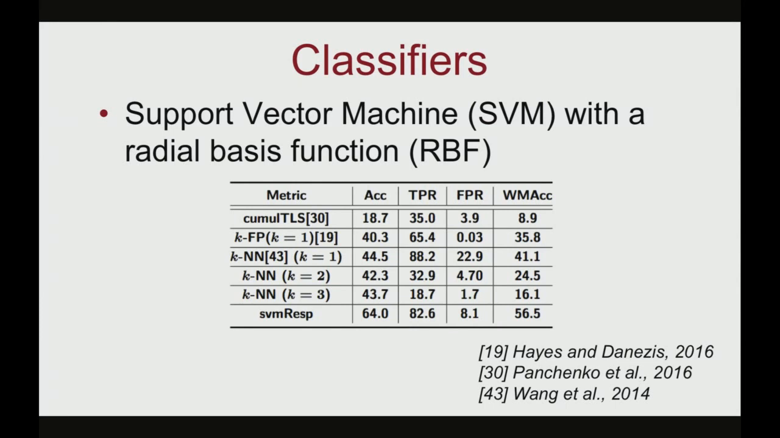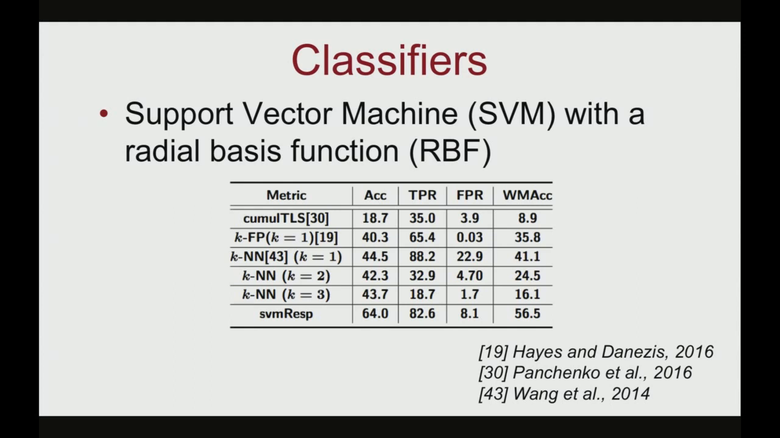Then we evaluated different classifiers which are used in website fingerprinting papers. We used the CUMUL classifier, which is based on SVM with the cumulated trace, k-fingerprinting, which is random forest with Hamming distance, and the KNN classifier. And we found that for keyword fingerprinting, the SVM with the response-based feature sets works better.